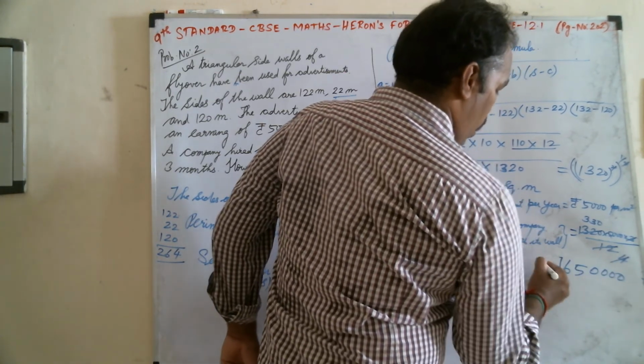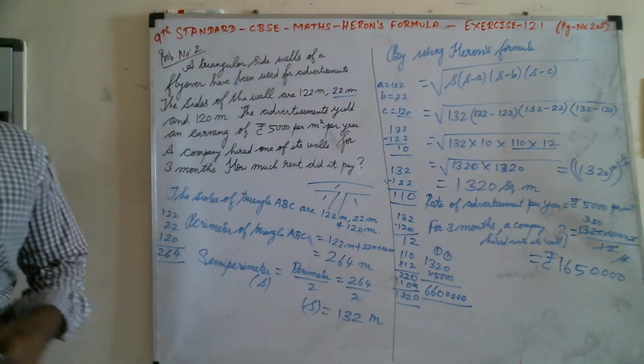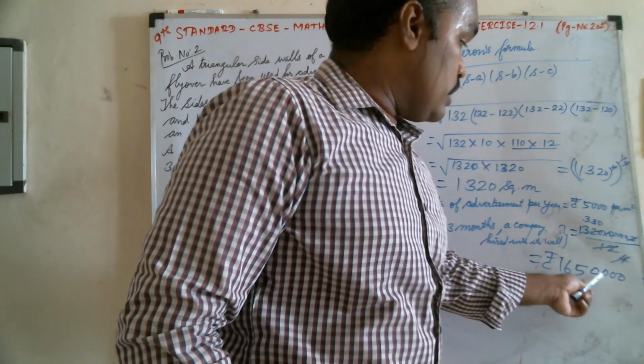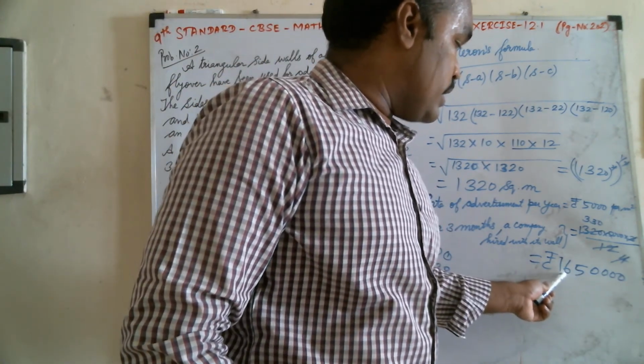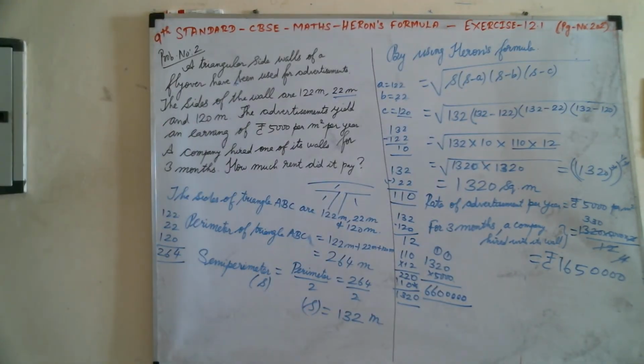So now this much amount. For 3 months, a company hired the wall for how much? Ones, tens, hundreds, thousand, 10,000, lakhs, 10 lakhs. So 16 lakhs 50,000 is the amount. So this is the calculation of the rent. How much rent did it pay? That's all. Thank you.